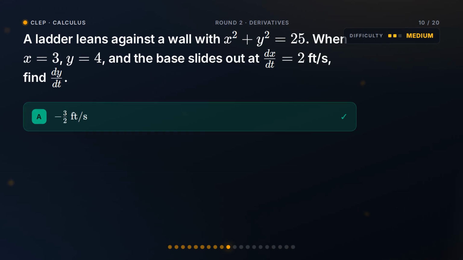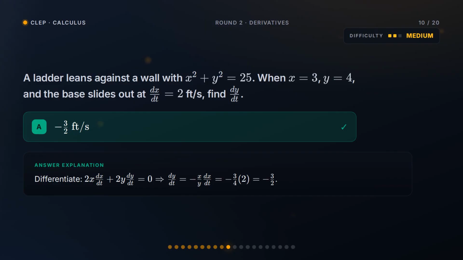The answer is A. Negative 3/2 feet per second. Differentiate both sides with respect to time to get 2x times dx/dt plus 2y times dy/dt equals 0. Solve for dy/dt to get negative x over y times dx/dt, which is negative 3/4 times 2, equal to negative 3/2 feet per second.